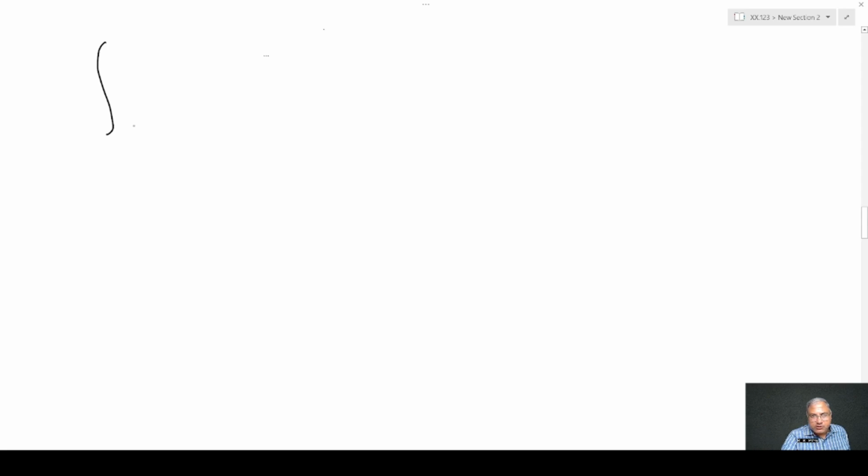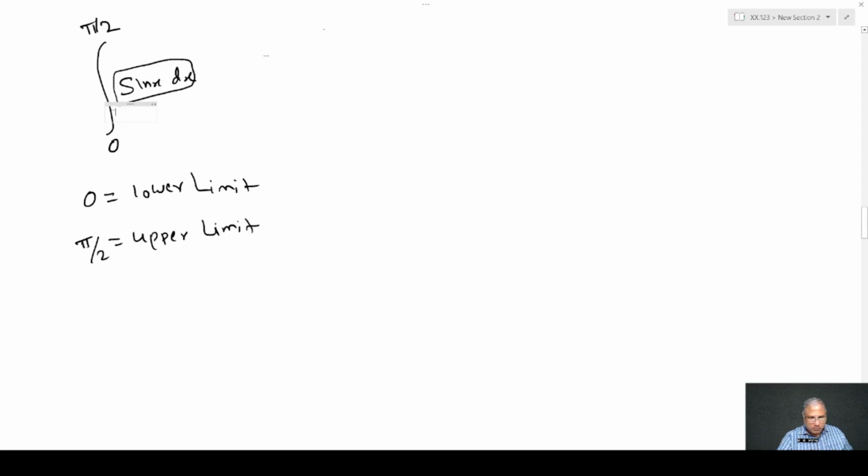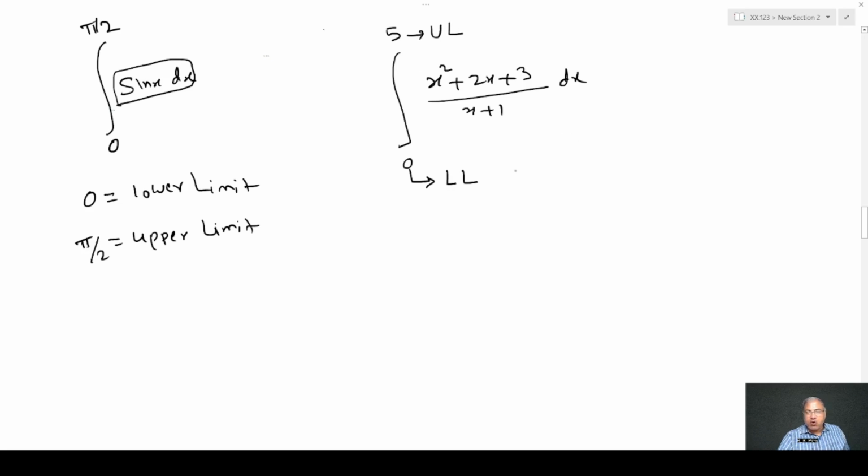For example, integration of sin x with respect to x, and the limits are 0 to pi by 2. 0 is called the lower limit and pi by 2 is called the upper limit. One more example, integration of (x square plus 2x plus 3) upon (x plus 1) with respect to x, and limits are 0 to 5. So even this is a question of definite integration because it is involving limits. 0 is the lower limit and 5 is the upper limit. So any integration involving limits is called a question of definite integration.